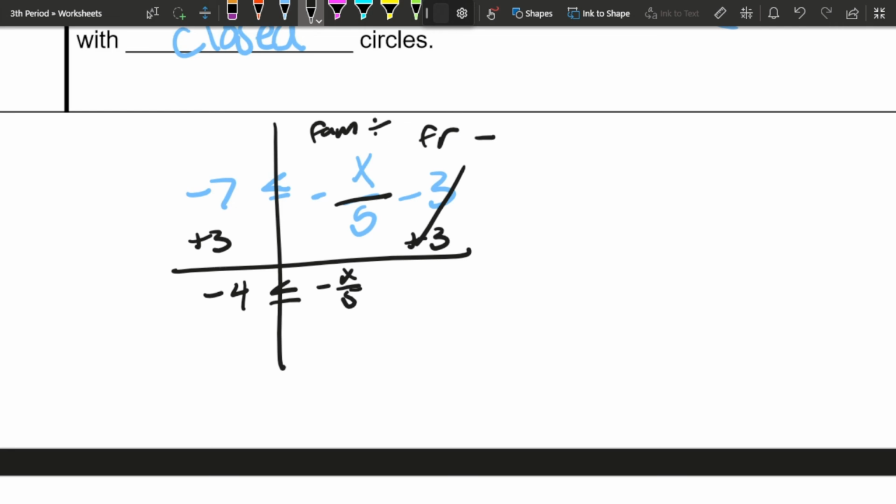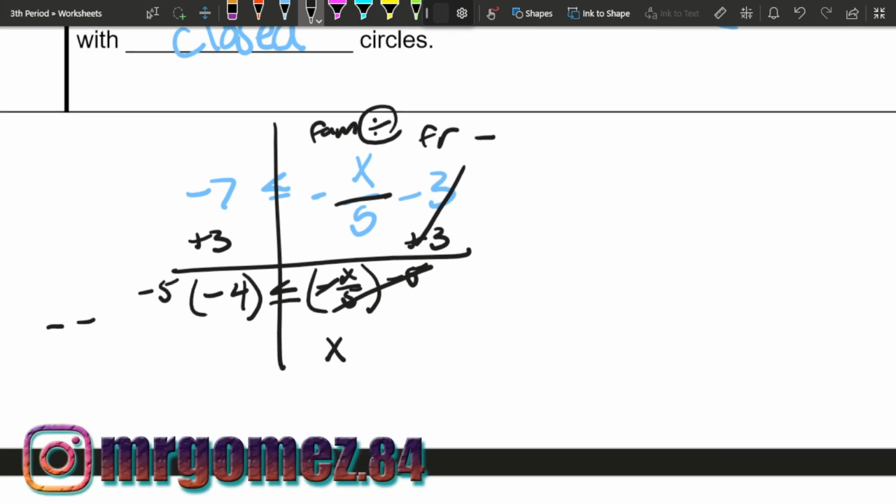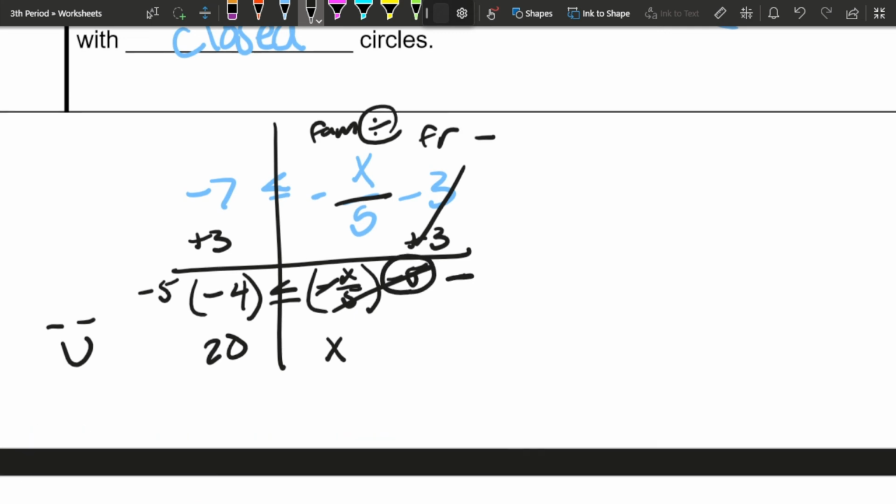What is the family doing? Dividing. So we're going to divide, the opposite of divide is? So we're going to multiply by that negative 5. What I do to one side, so this cancels this away. You're left with x. And over here I have a negative and a negative. Happy or sad? Happy. So it has to be positive 20. But I multiply by what? By a negative. So that means that I have to flip this like that.